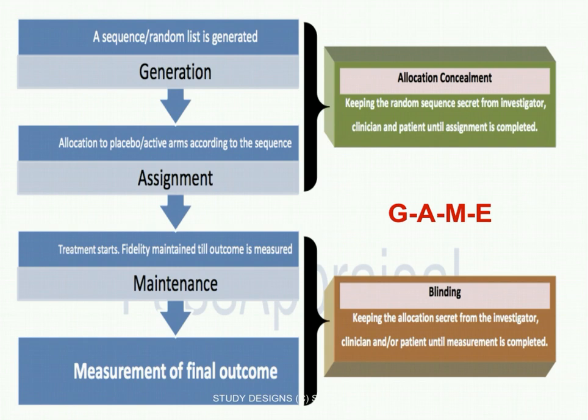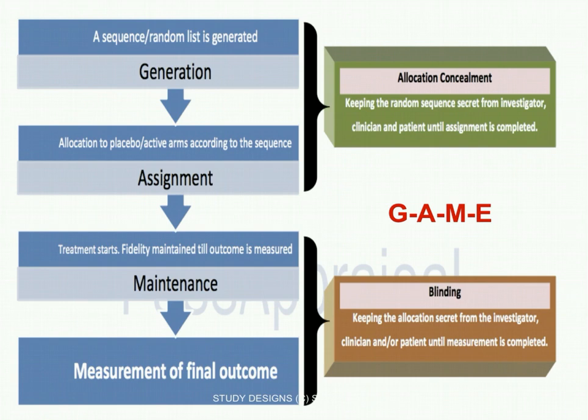placebo. And if one of your clinicians who is recruiting for the study comes to know that, then that clinician may say to his patient, well, wait for another 1 month. If you go into the trial now, the chances of you getting the active treatment is low. So he may influence, knowingly or unknowingly, who gets the treatment and who gets the placebo. So the random sequence must be really kept secret. Okay, so this is called allocation concealment. Keeping the random sequence secret from the investigator, clinician, and the patient until the assignment is completed.